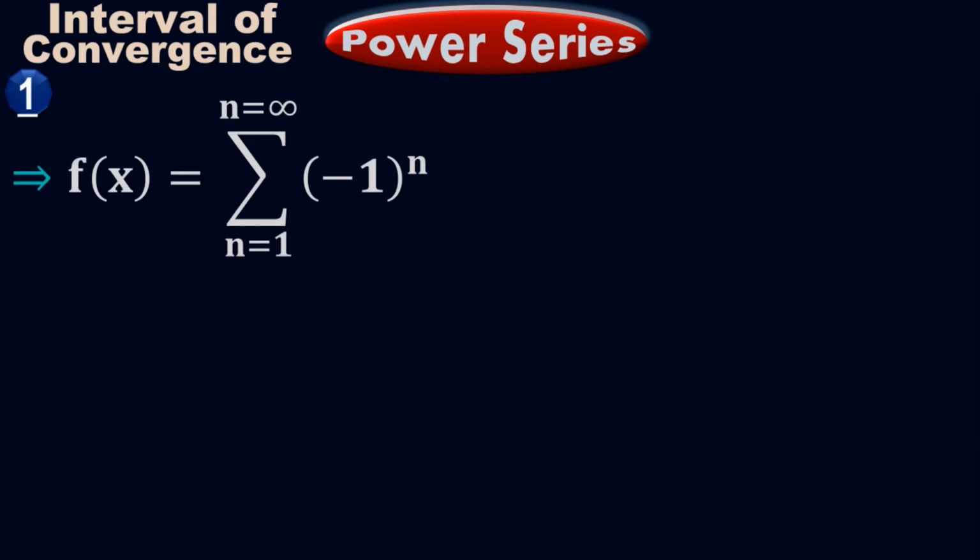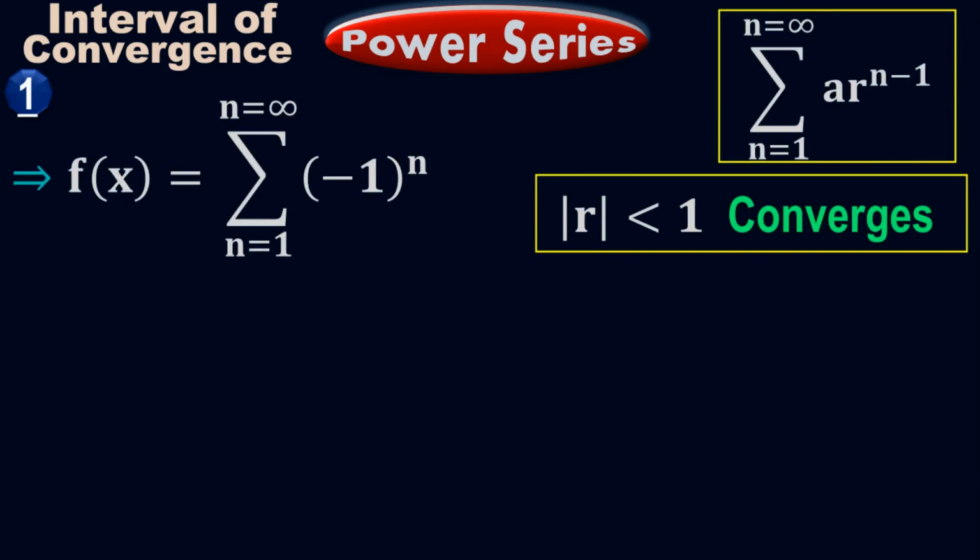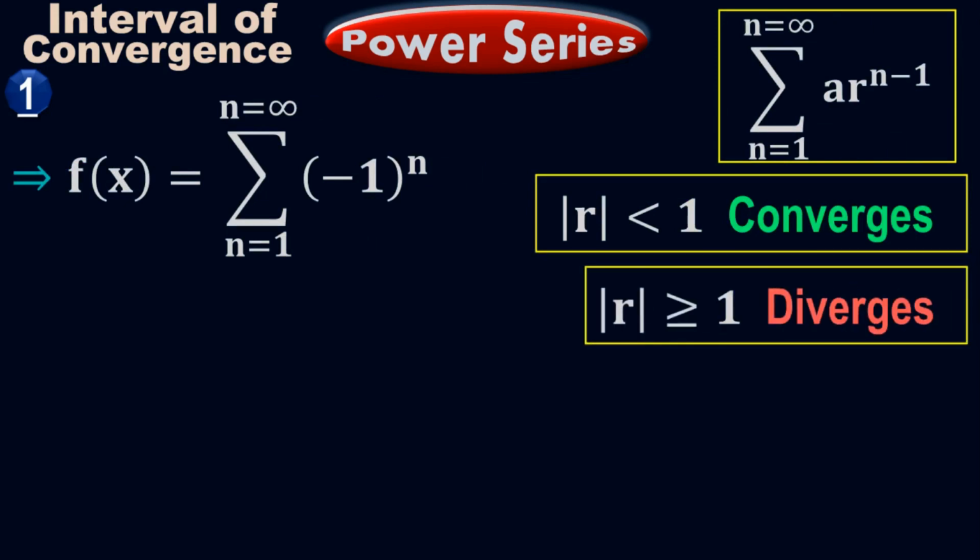Now this equation is exactly in the form of the geometric series. We have one series which is a geometric series, summation of a times r to the n minus 1. It is a geometric series. Where is my r? My r is -1. According to the geometric series, if modulus r is less than 1, then the series converges. But in case the modulus of r is equal to or greater than 1, then the series diverges. Look, as we can see here, this series is in the geometric form.